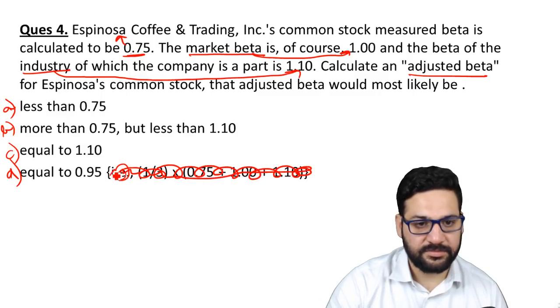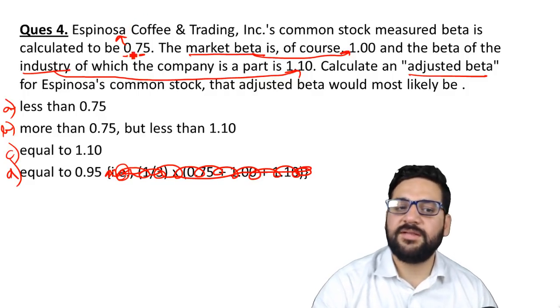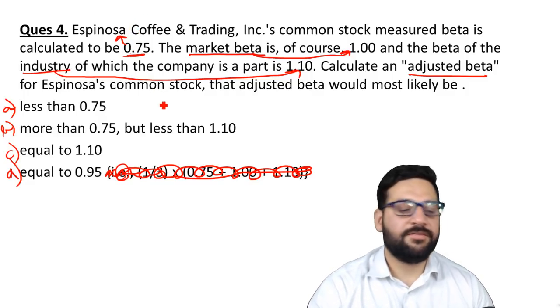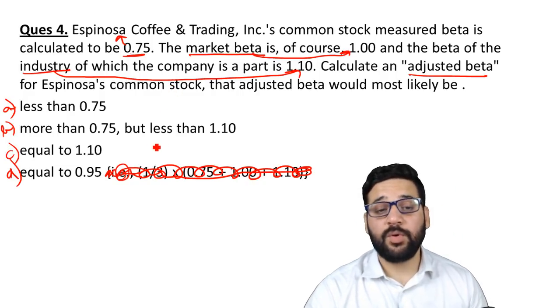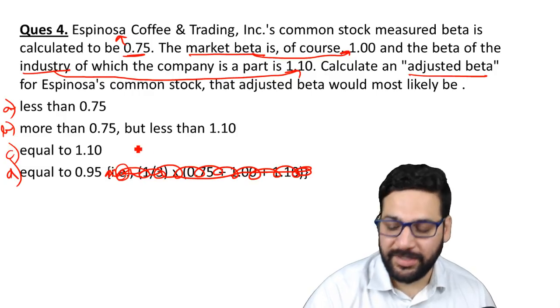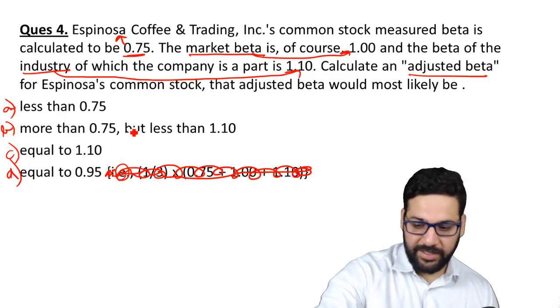Now these are the four options with you: less than 0.75, more than 0.75 but less than 1.10, equal to 1.10, equal to 0.95. So tell me your answer, students. Should I explain this?